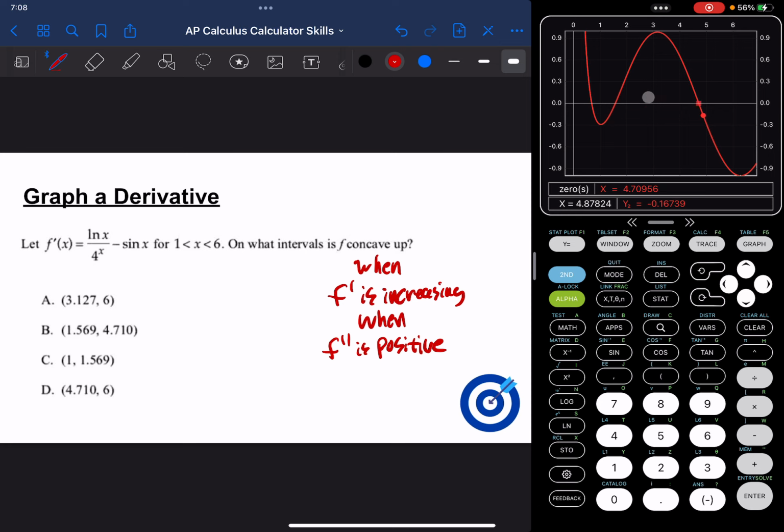So it should start over here and it should end at 4.7. So the only answer that works here is letter B.